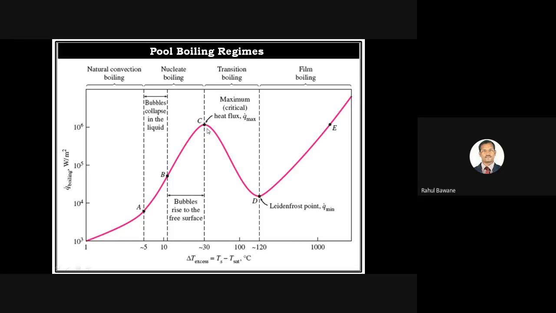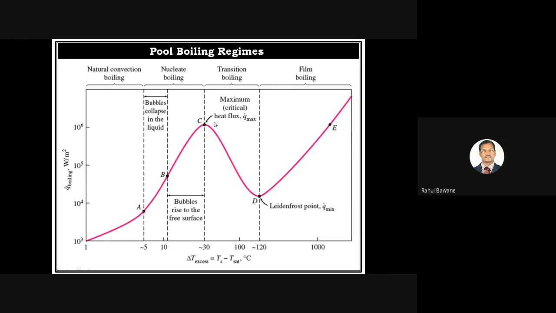Now after this, after point C, we observe that there is not a single bubble formation. There are now pockets of vapor being formed. So a number of small pockets are formed at the heating surface, so the direct contact of the heating plate with the liquid is reduced, because the vapor pockets act like a barrier to transfer heat from the heating plate to the liquid.